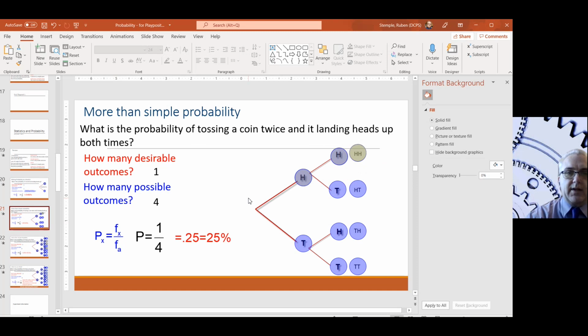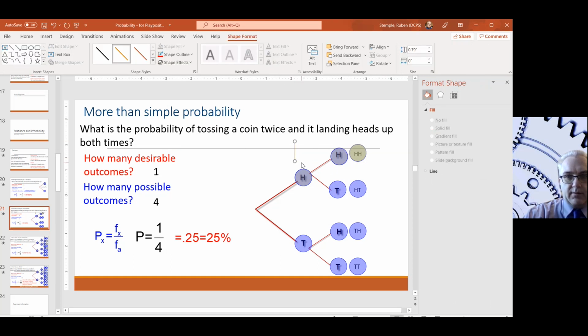So let's take that another step. What's the probability of tossing a coin twice and having it land heads up both times? I did a little probability tree here. If the first flip is heads, and I'm just going to put a little arrow here, that's 1 time. This one is tails, so this is the one I want to focus on, because this is the one that worked out correctly, with heads the first time.